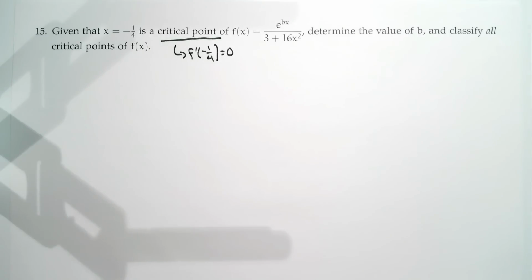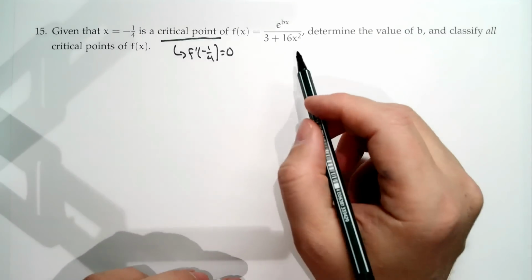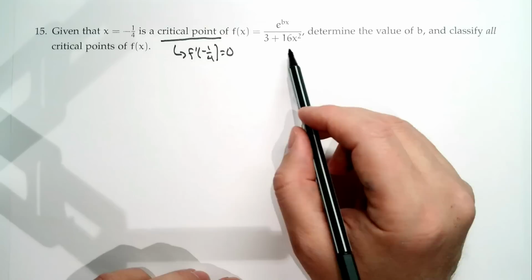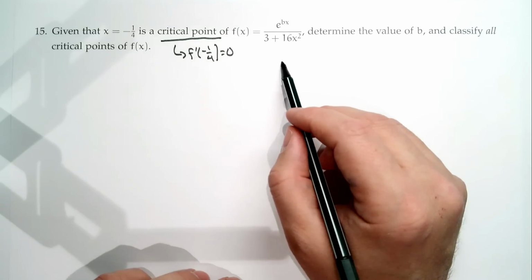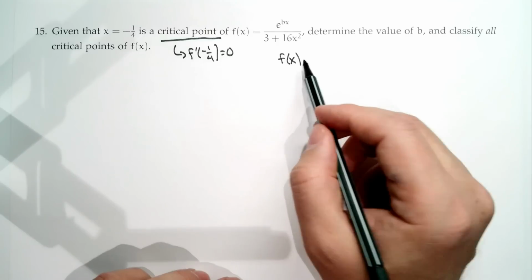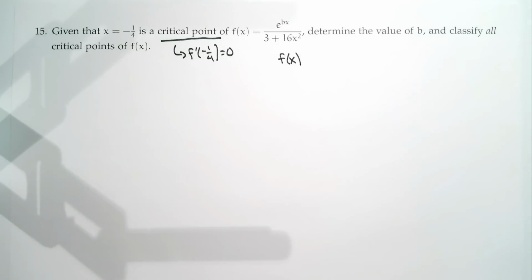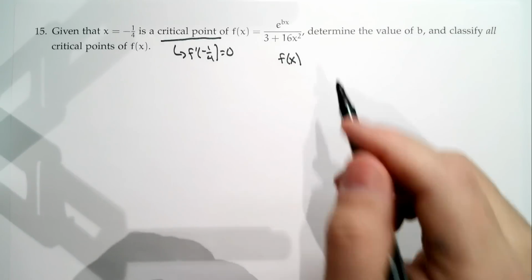So that's the information that we're being told, that when we plug in negative 1/4, we get 0. So we say, okay, let's look at f of x and see what happens when we plug in negative 1/4. I'm going to use the quotient rule here, and yes, I know technically the quotient rule has been removed, but we're practicing here. It's okay if we use tools that may not necessarily be on the exam. We're trying to work on the concepts.